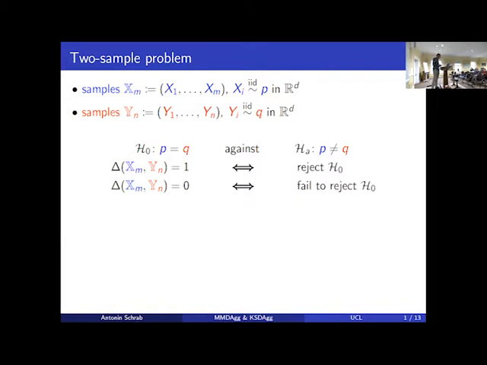A statistical test is a function, capital delta, that just takes as input the data, and it outputs 1 if we reject H0, which means we think that P is different than Q, and outputs 0 if we think that P is equal to Q.